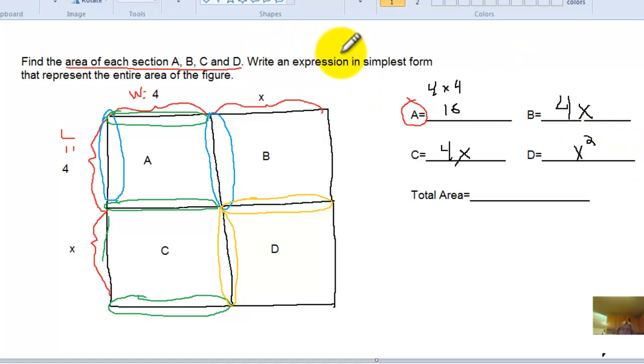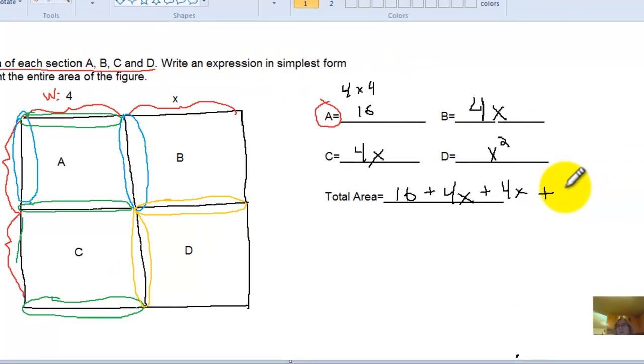And then it says, write an expression in simplest form that represents the entire area of the figure. So now here, the total area of the entire large square would be if you added the areas of each of these smaller squares. So we take the area A, 16, and add it to the area B, which is 4X, and add it to area C, which is 4X, and add it to area D, which is X squared.